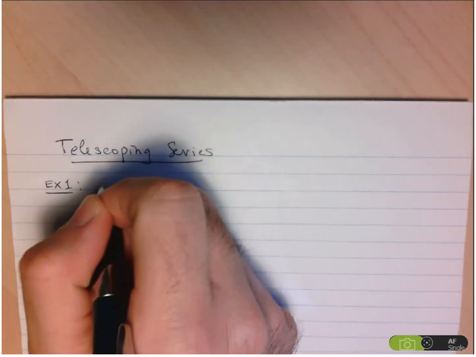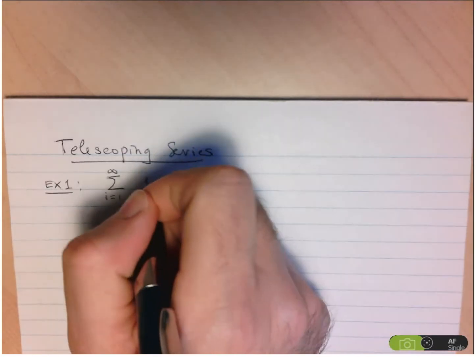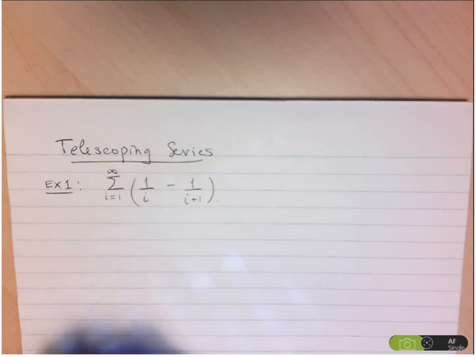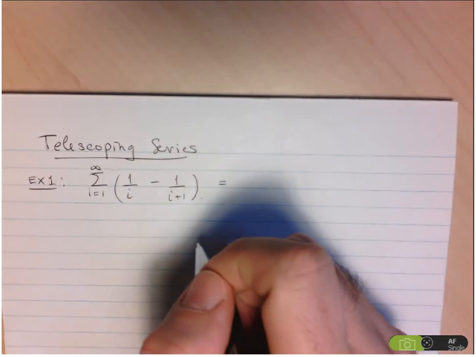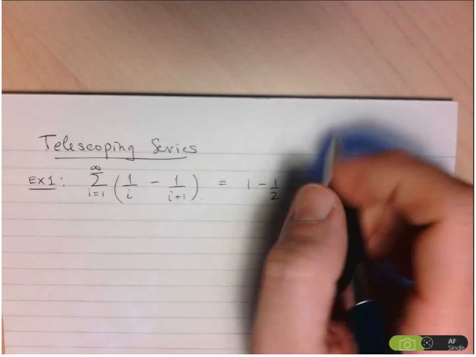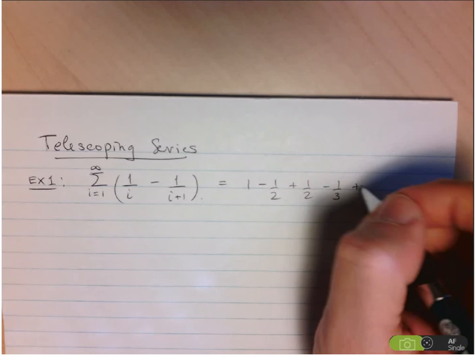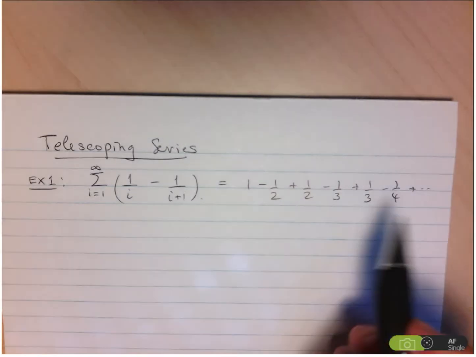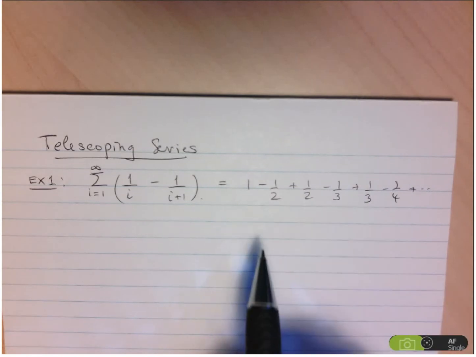A simpler one here: if we take the sum i going from 1 to infinity of 1 over i minus 1 over i plus 1. Now, if we take a look at the first few terms of this series, we have 1 over 1 minus 1 half, and then for i equals 2, we have plus 1 half minus 1 third, and then plus 1 third minus 1 quarter, and so on and so forth. So it looks as though all the terms subsequent to the first one seem to cancel each other out.